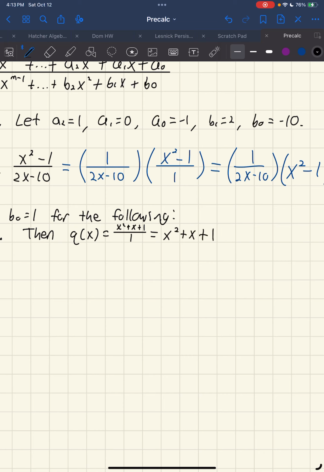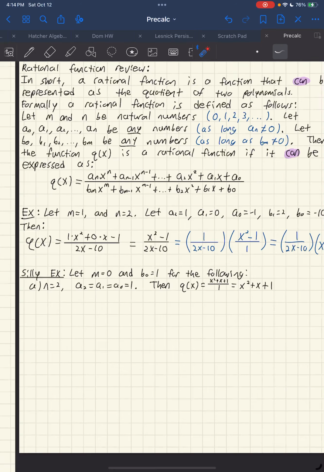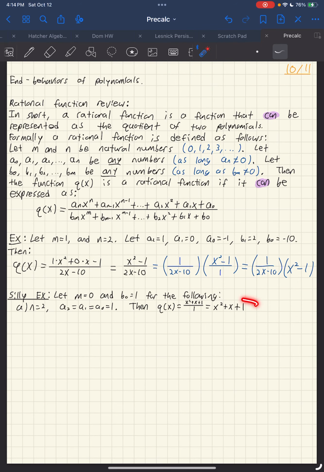And you might say, that's just a polynomial. And you'd be right. This isn't a proof by any means, but it's a quick example showing that all polynomials are rational functions, because I can just take this bottom part to literally just be 1, and then I have a polynomial divided by 1, or just the polynomial itself. So all polynomials are rational functions, but, as we'll see later on, not all rational functions are polynomials.